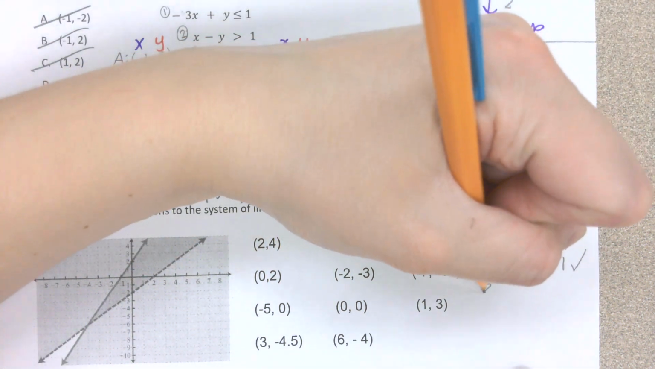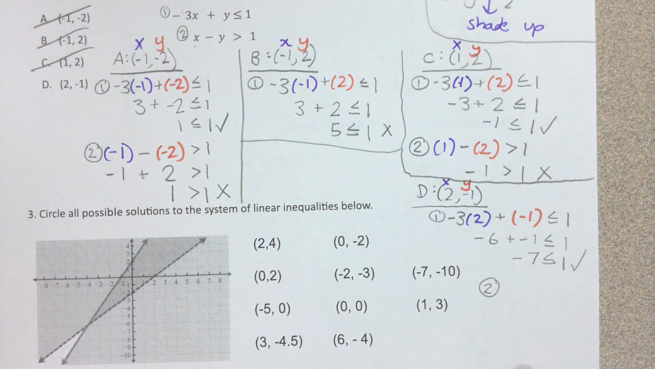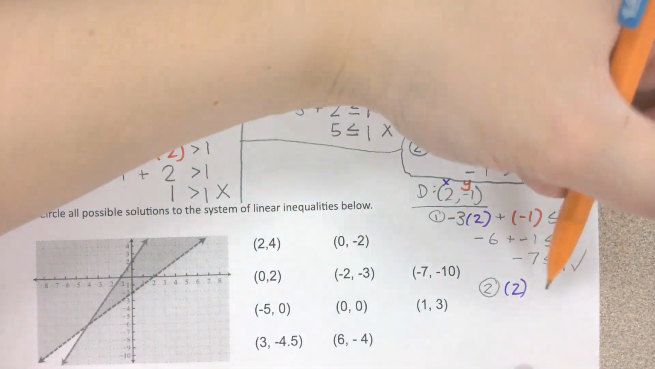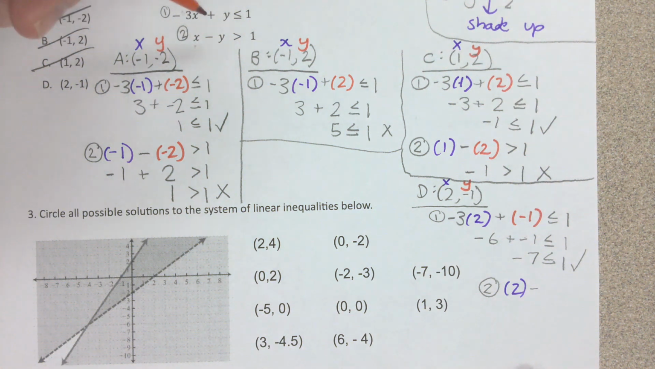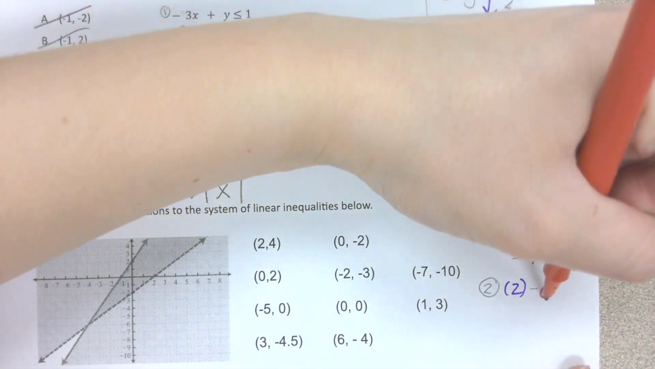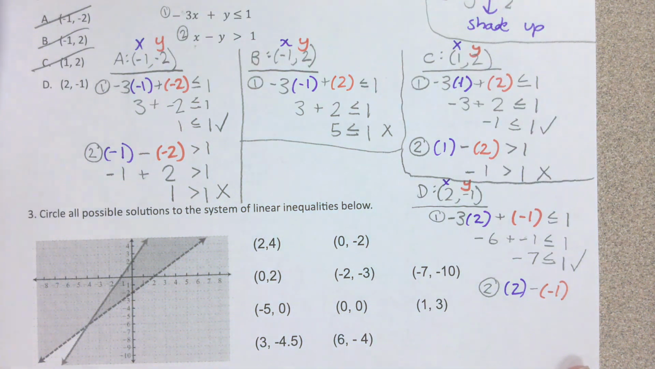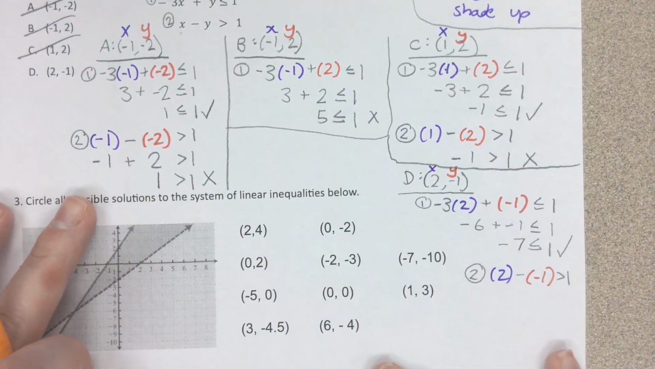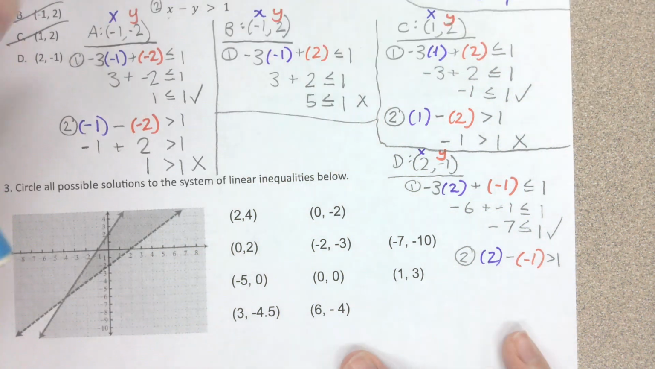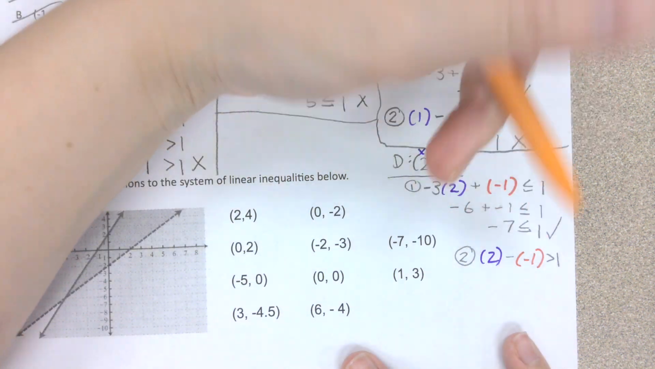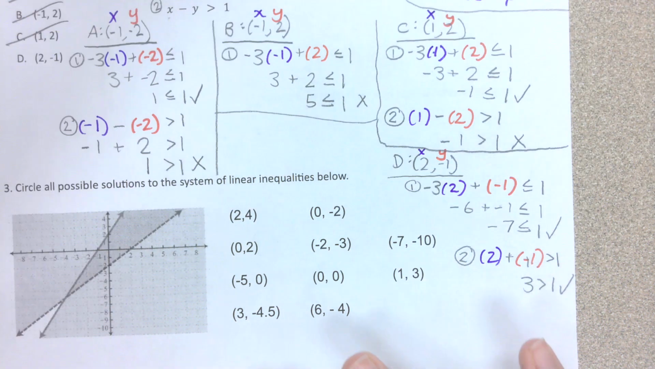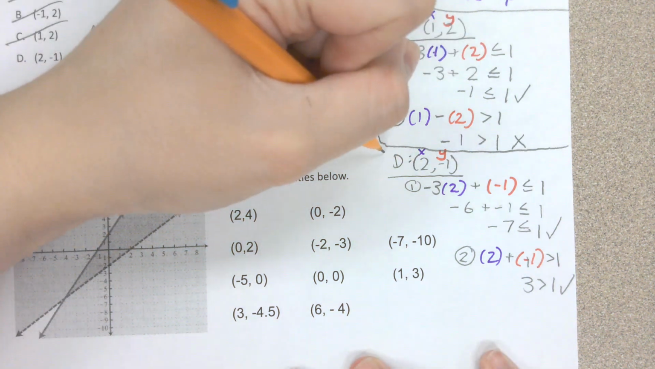Lastly, let's check the second inequality. X is 2, minus y, which is -1, is greater than 1. We have 2 minus -1, that becomes a plus, so 2 plus 1 is 3. 3 is greater than 1, for sure. So, it passed both inequalities. D is our answer.